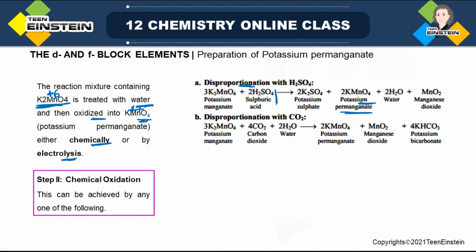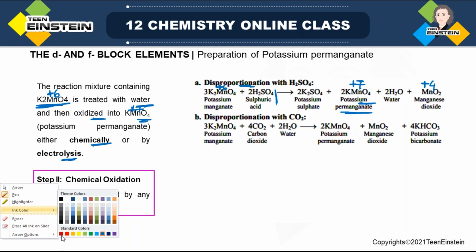But why are we calling it disproportionation? Because here the oxidation state of manganese in K2MnO4 is +6. A disproportionation reaction means the same element is oxidized and reduced simultaneously. That is why we call this equation disproportionation, because manganese in the +6 oxidation state is converted to +7. But there is another compound of manganese, which is MnO2, whose oxidation state is +4. So 2 different compounds of manganese are there.